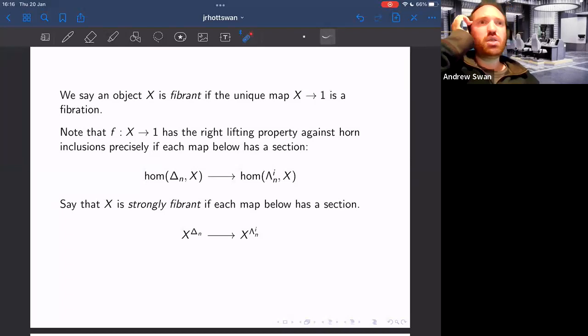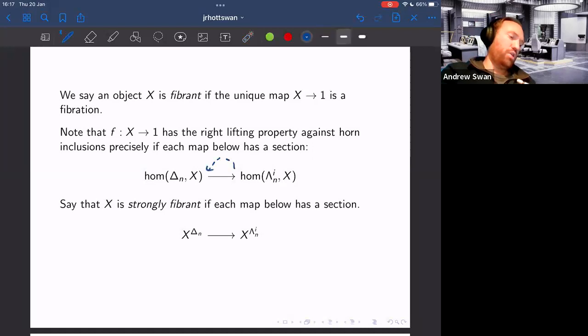under exponentiation. Okay, so we say that an object is fibrant if the unique map to the terminal object is a fibration. And then we note that this satisfies a Horn inclusion definition of fibration if and only if this canonical map from the Hom sets from delta n to X to the Hom sets from this Horn to X has a section. So like a map going the other way around, a section.